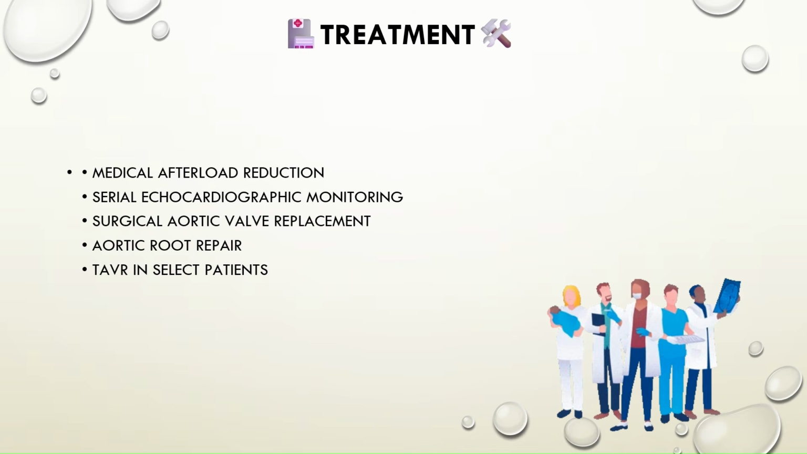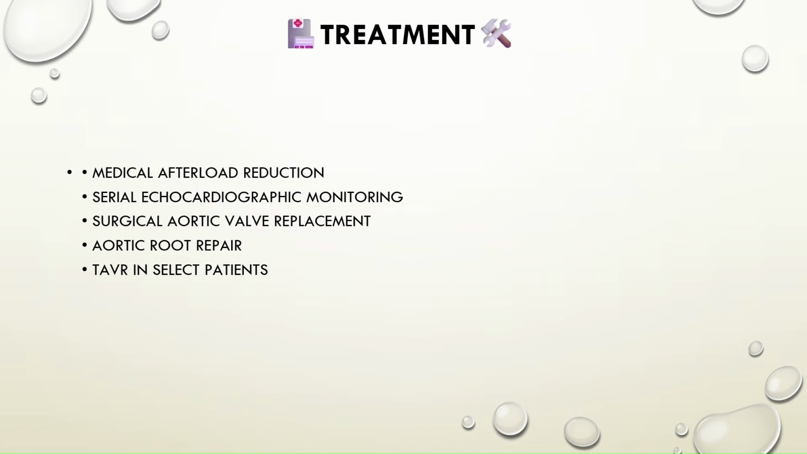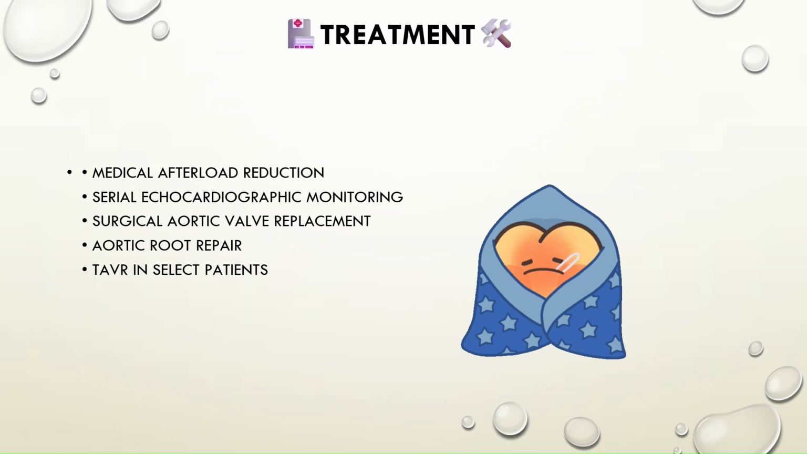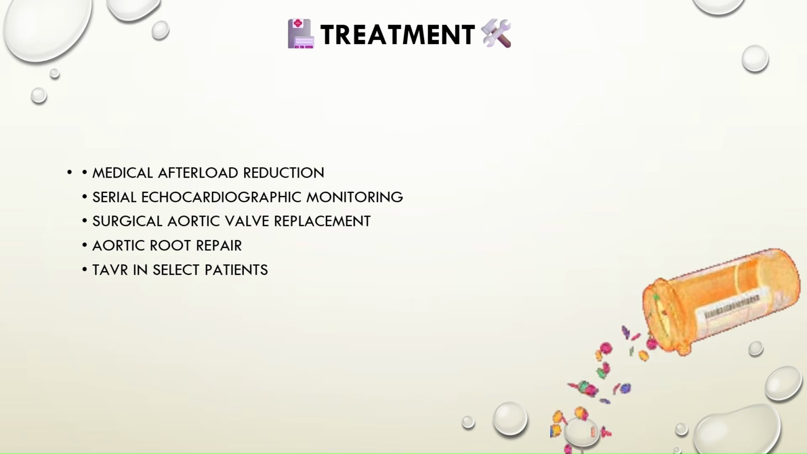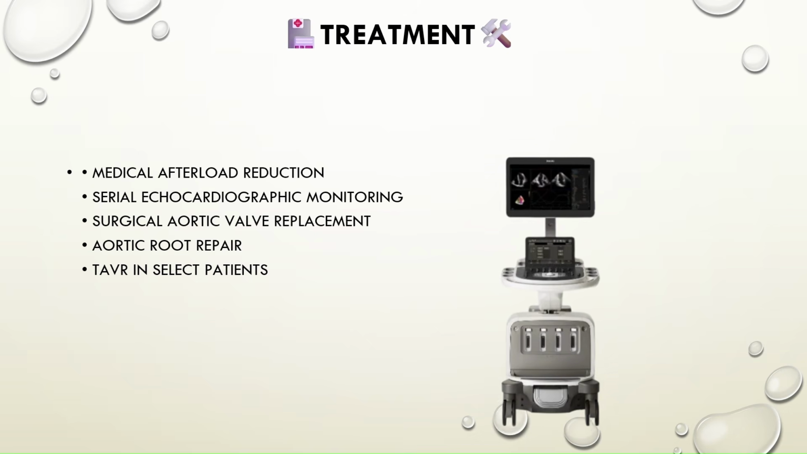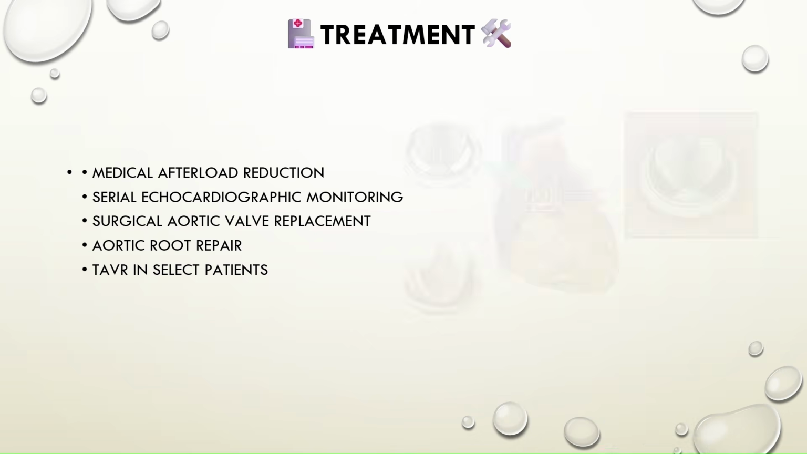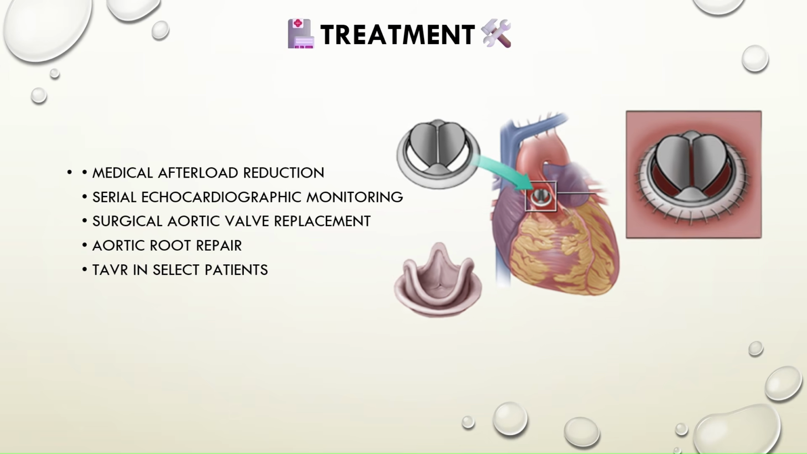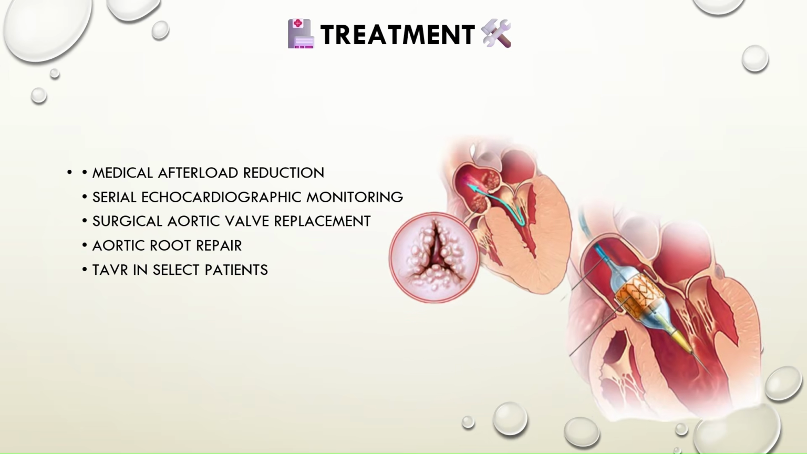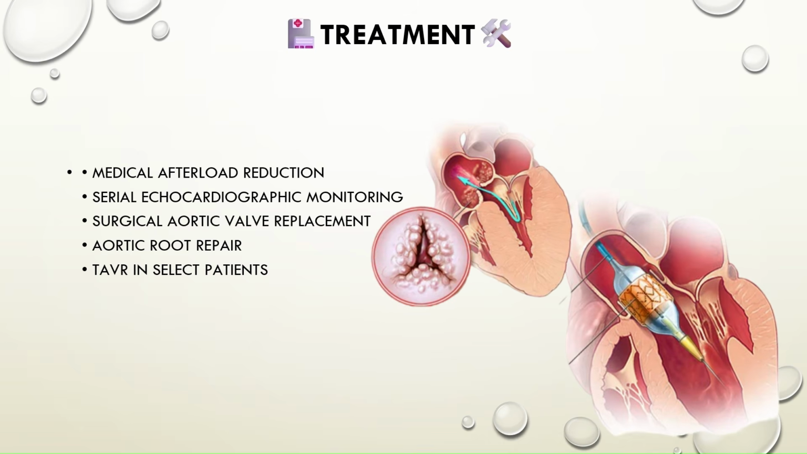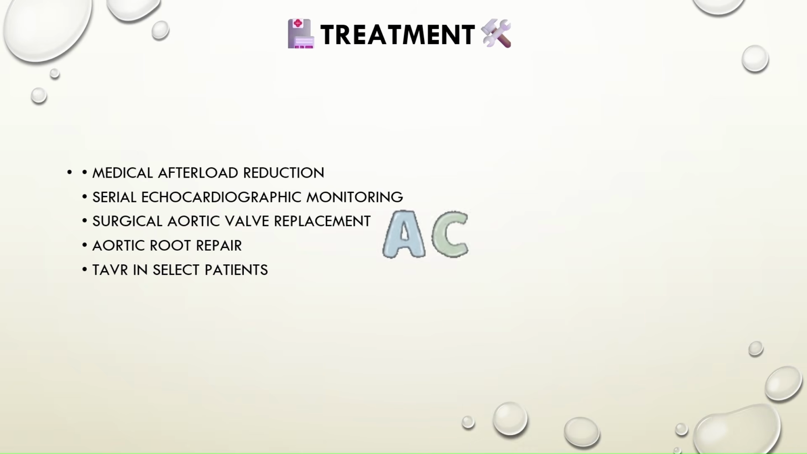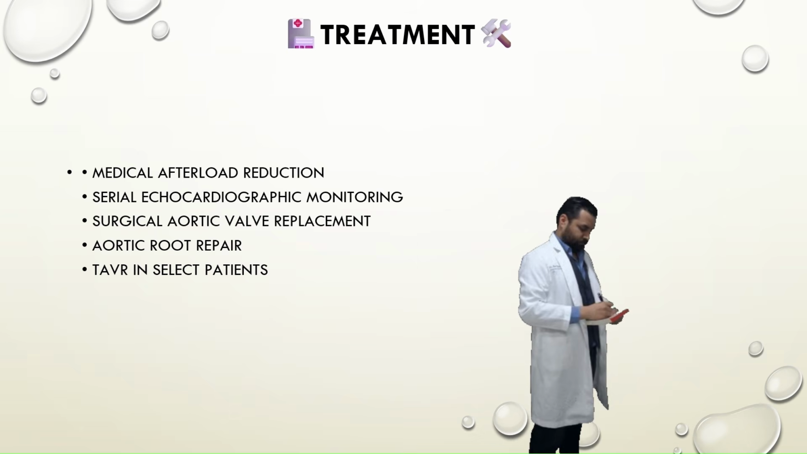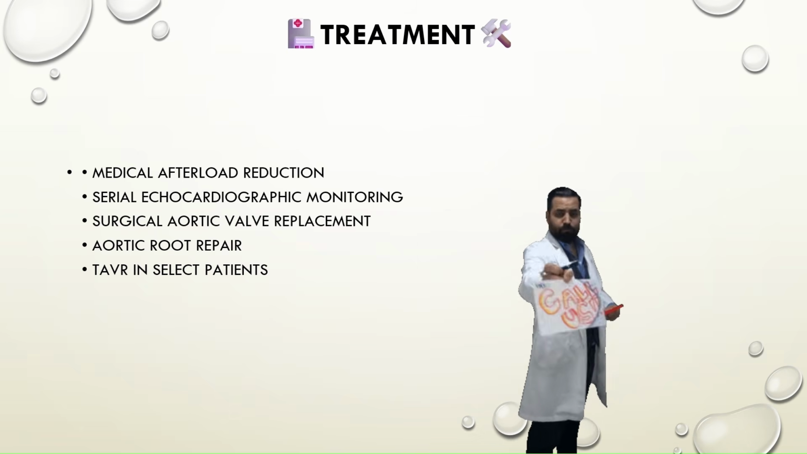Now let's talk about treatment. So once aortic regurgitation is identified and accurately graded, treatment depends on the severity of the leak, the patient's symptoms, and how the left ventricle is responding over time. Management can range from medical afterload reduction and serial echo monitoring to definitive interventions such as surgical aortic valve replacements, aortic root repair, or TAVR in selected patients. From the echo standpoint, our role is not to choose the treatment. It's to accurately quantify the regurgitation and clearly communicate those findings so the clinical team can make the right decision.